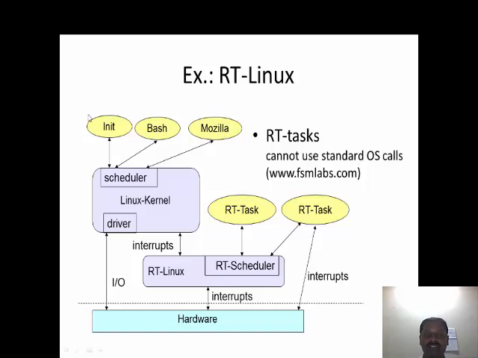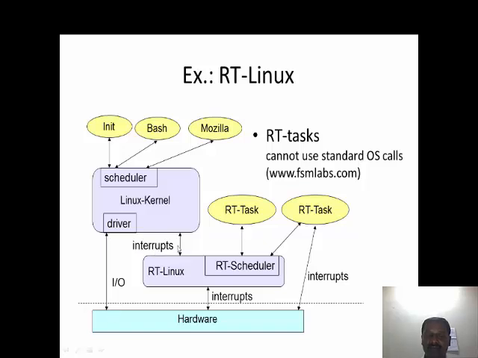Let's see, these are the applications. Mozilla is an application here, Bash is the shell layer, and init is one of the applications running there. The scheduler is part of the kernel itself, which interacts with the kernel. So the kernel has to run this on the hardware, and this is the board support package with the drivers. The Linux kernel gets inputs from these three tasks, takes a decision and loads it to the hardware.